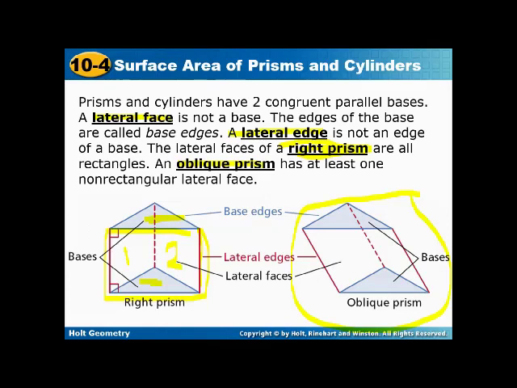What is the difference between the right prism and the oblique prism? The oblique prism has at least one non-rectangular lateral surface, but in the right prism, we have three rectangles as lateral surfaces.